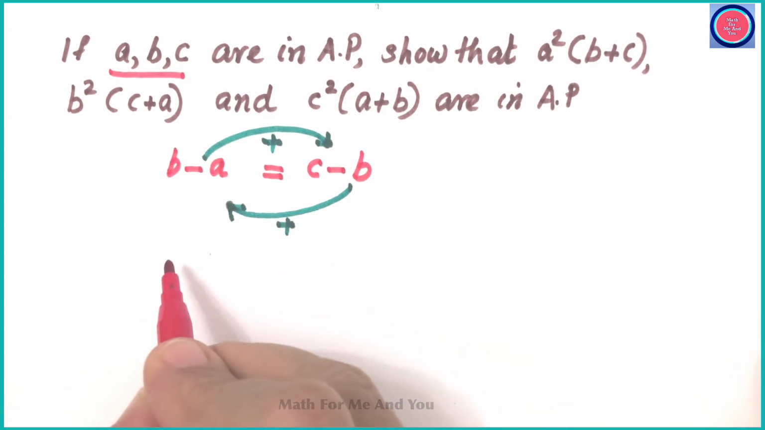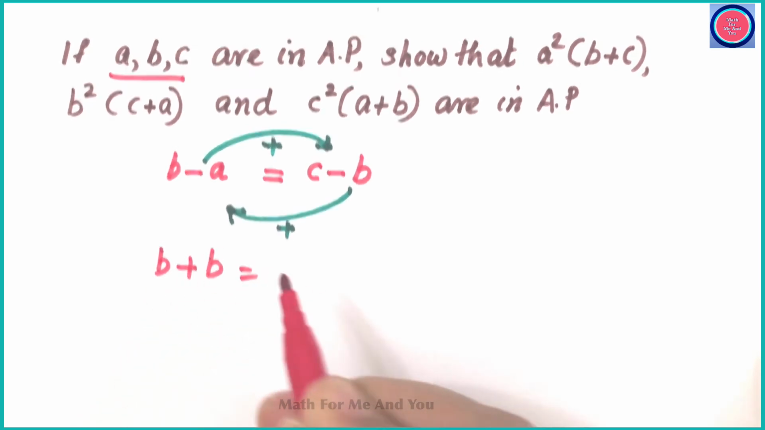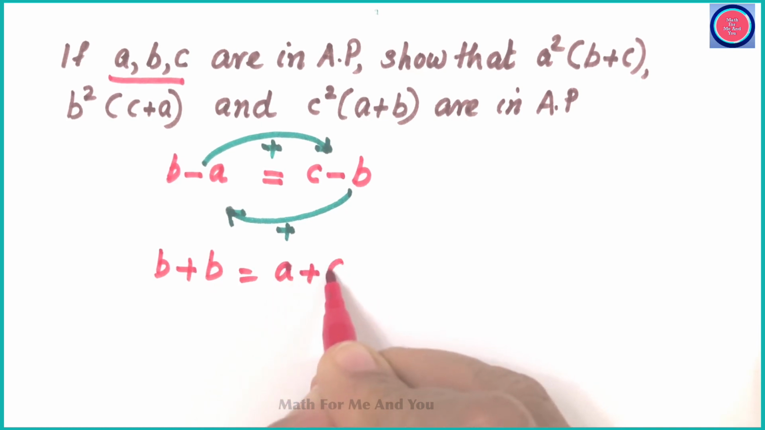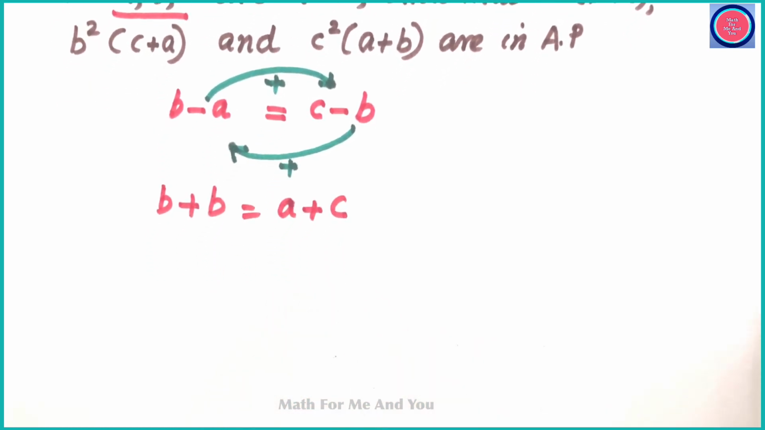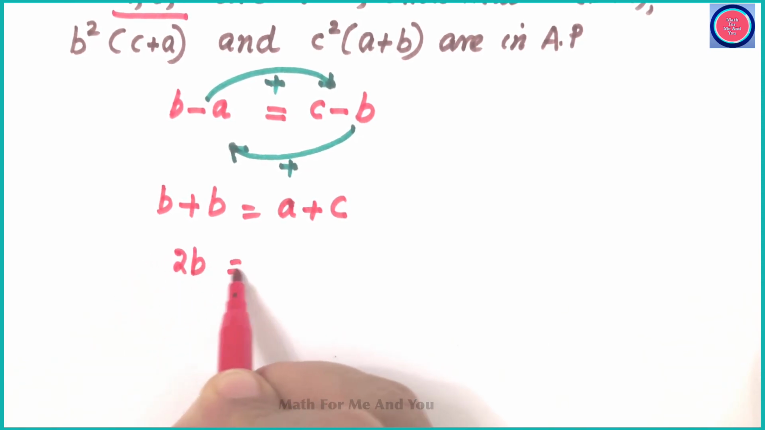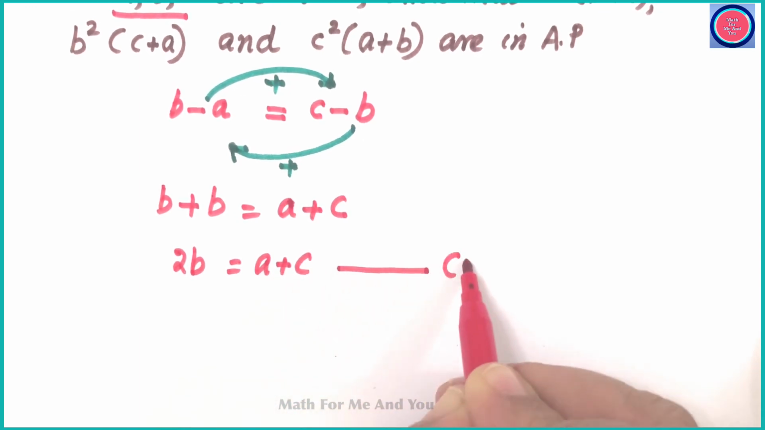What we get? b plus b on the left side is equal to the right side, a plus c or c plus a. Both are correct. b plus b is 2b equals a plus c. We can write this as equation number 1.